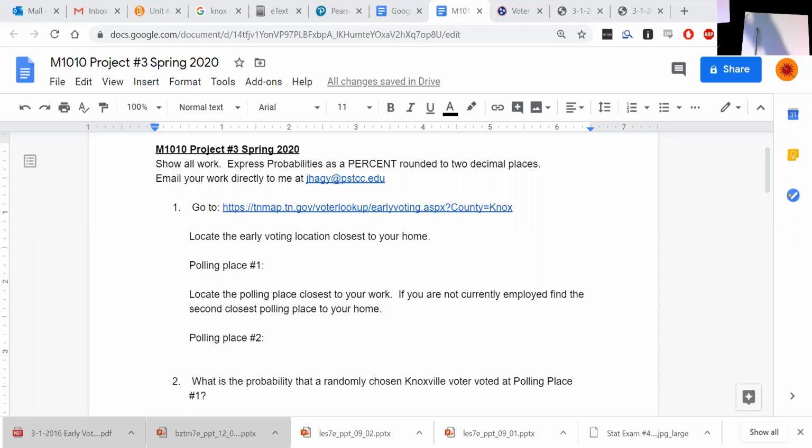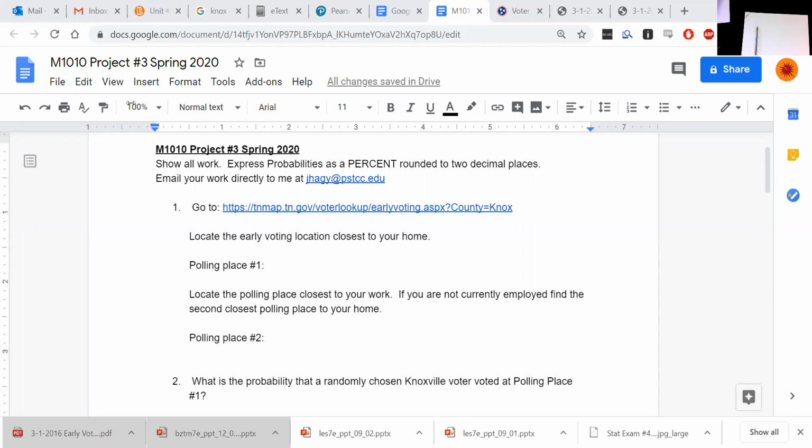Okay, let's take a look at our next and final project. So, for better or for worse, 2020 is an election year, and statisticians get a lot of work during election years. So there's a lot of common applications of statistics here. We're going to look at a fairly simple example.